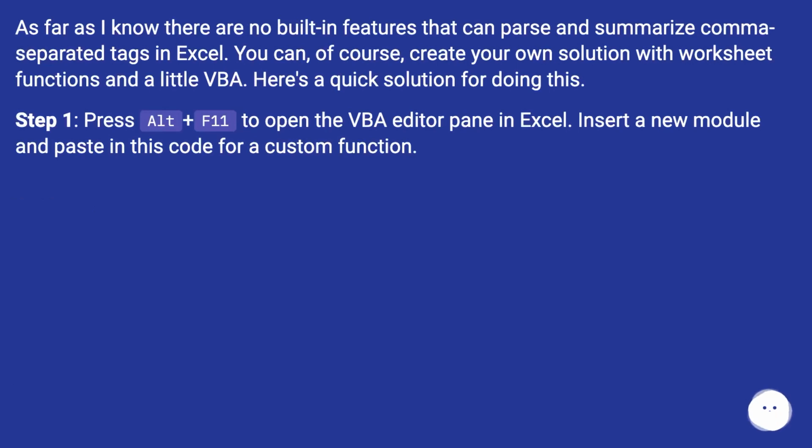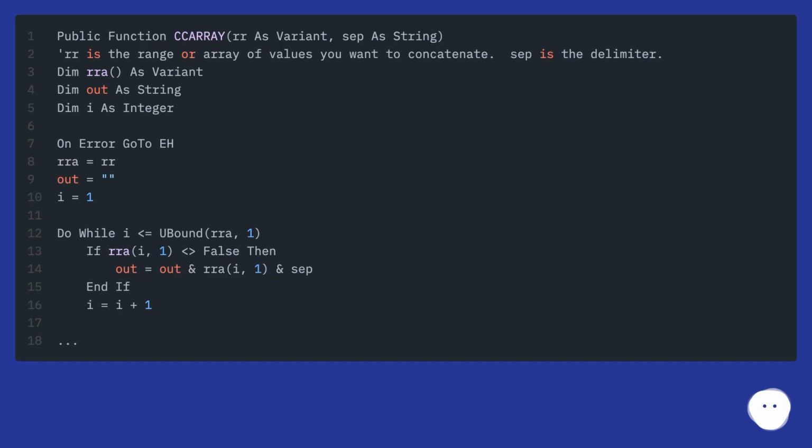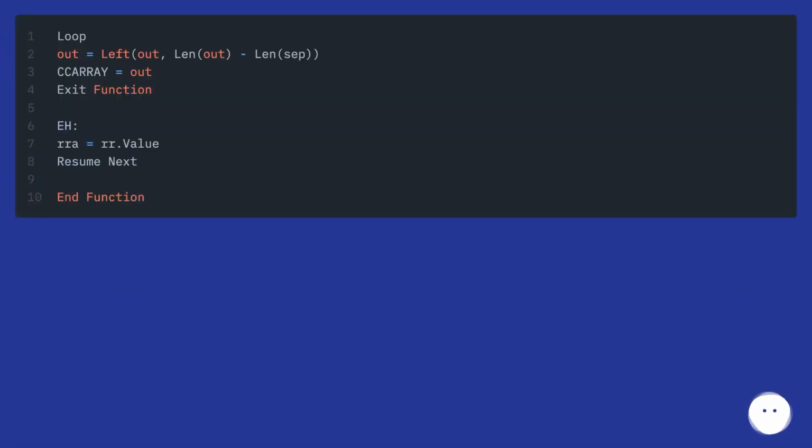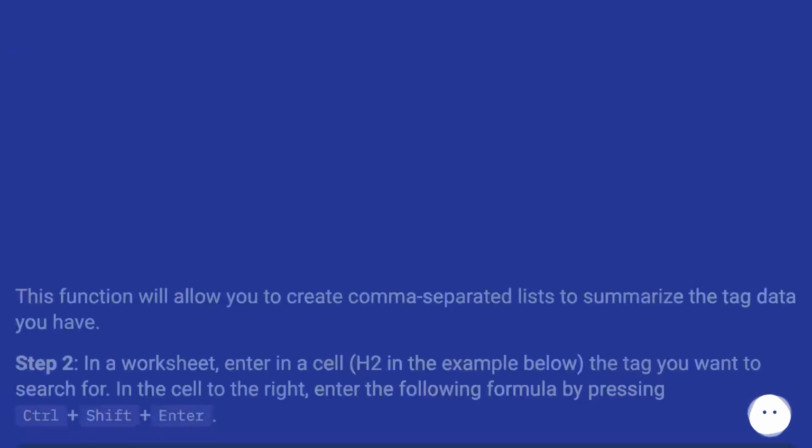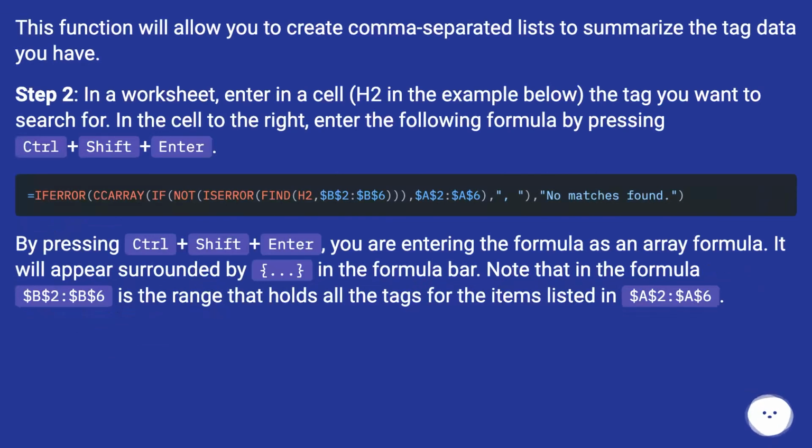As far as I know, there are no built-in features that can parse and summarize comma-separated tags in Excel. You can, of course, create your own solution with worksheet functions and a little VBA. Here's a quick solution for doing this. Step 1. Press Alt plus F11 to open the VBA editor pane in Excel. Insert a new module and paste in this code for a custom function. This function will allow you to create comma-separated lists to summarize the tag data you have.